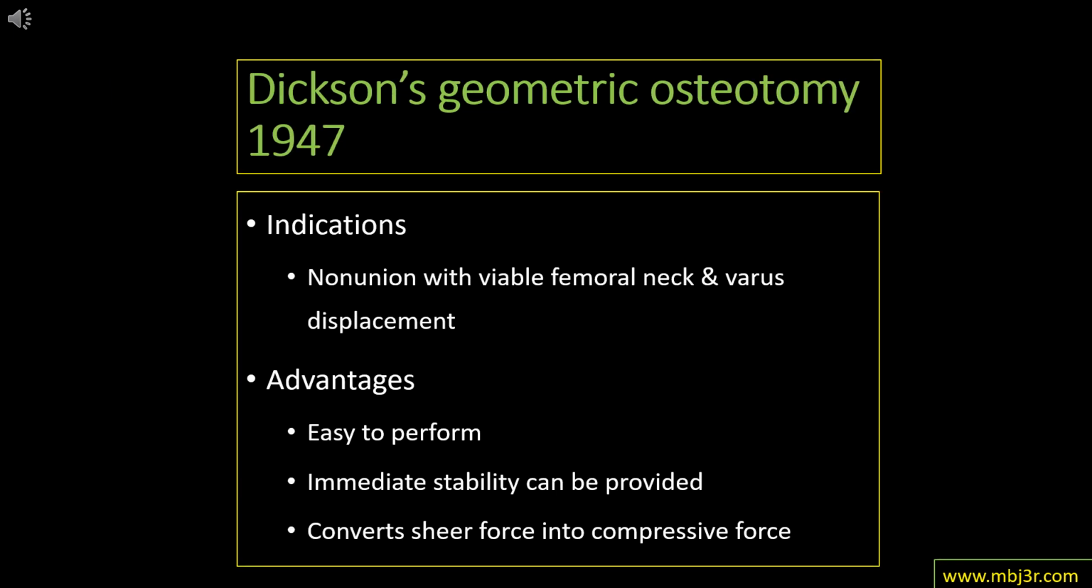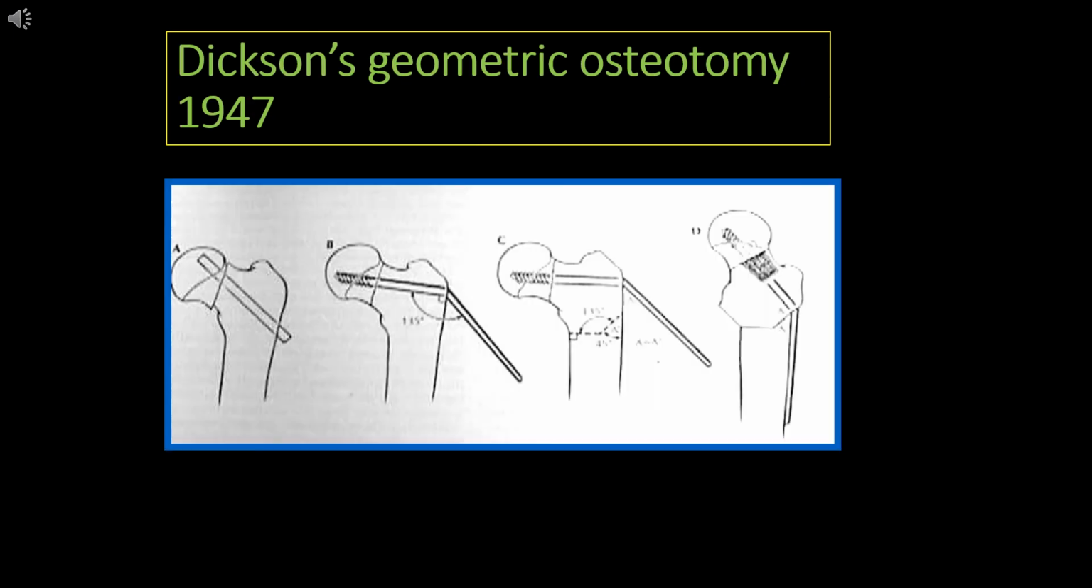Coming to the Dickson's geometric osteotomy. Indications: non-union with a viable femoral head, femoral neck, and a varus displacement. Advantages: it is easy to perform, immediate stability can be achieved with this procedure, and it converts shear forces into compressive forces. In this diagram, you can see the Dickson's geometric osteotomy.